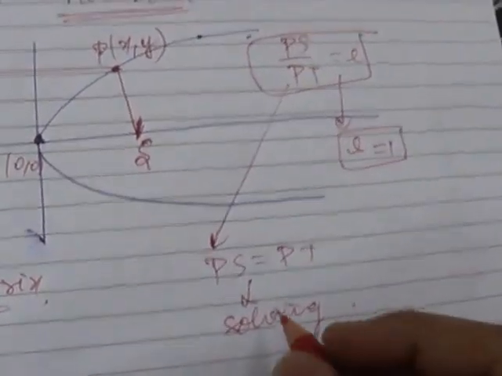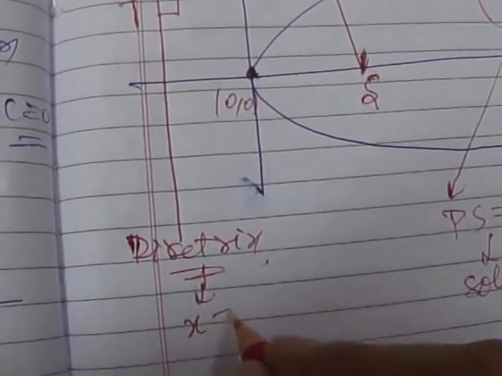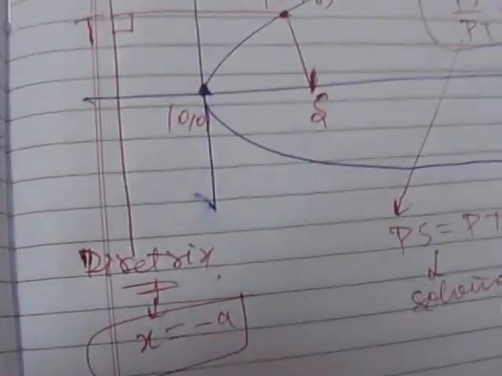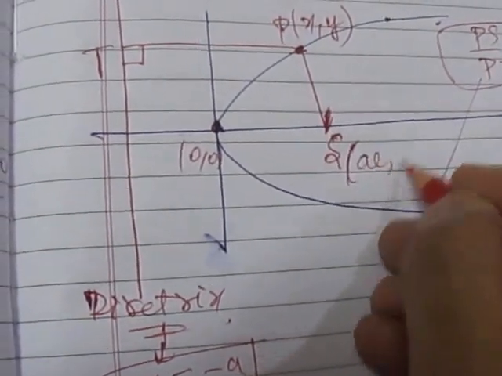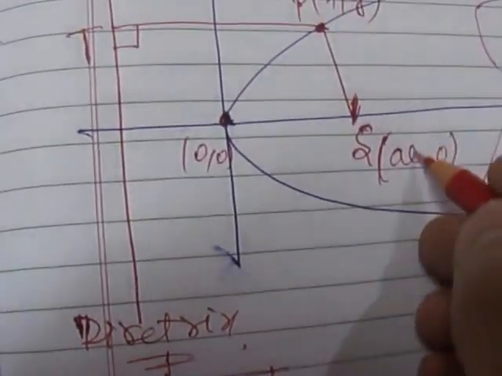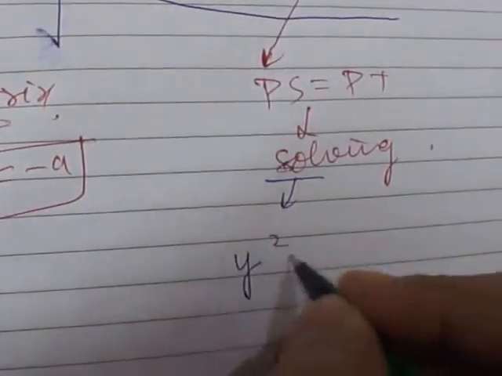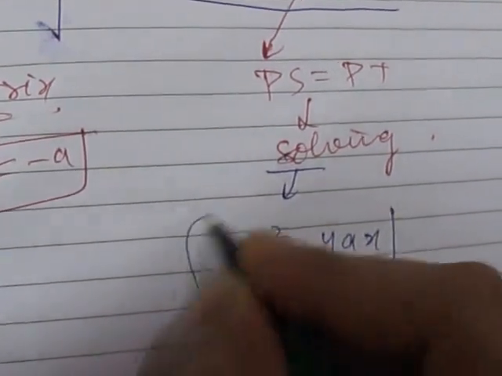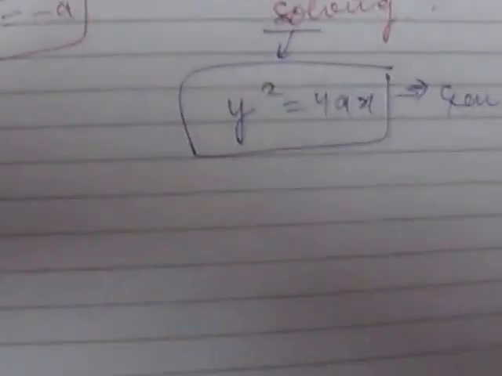Solving, the equation of the directrix is x equals minus a. The focus coordinates are a comma 0. Solving this, we get y square equals 4ax, the general equation of the parabola.